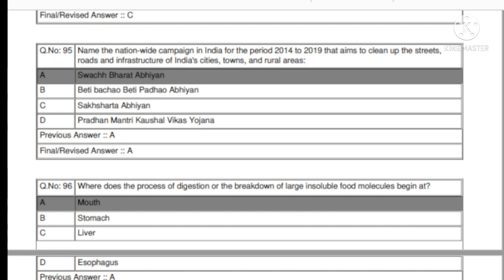Swachh Bharat Abhiyan. Whereas Beti Bachao Beti Padhao Abhiyan is related to the education of girls. Kshatra Abhiyan, as far as I know, was a program under Digital India to make the people of India digitally literate. Pradhan Mantri Kushal Vikas Yojana is a skill development program.